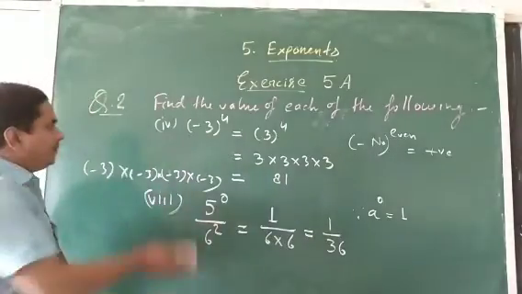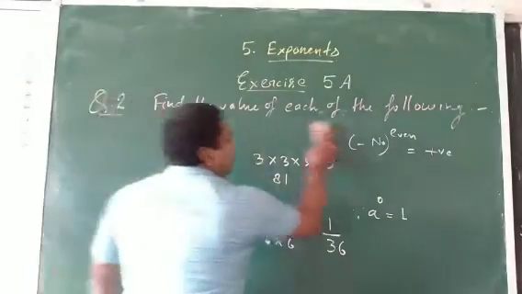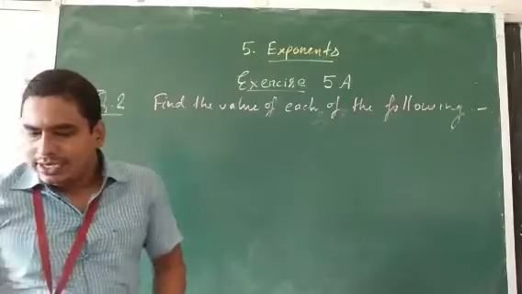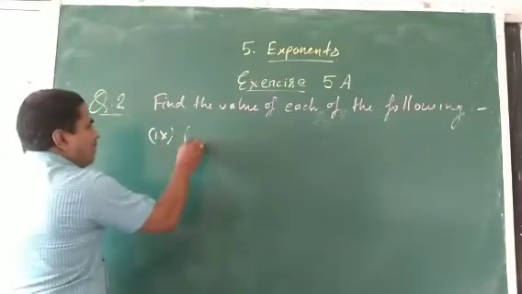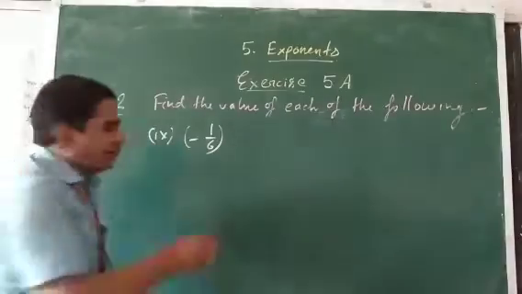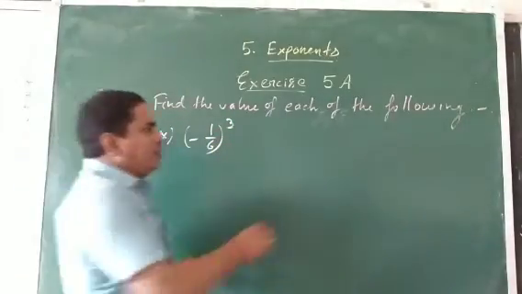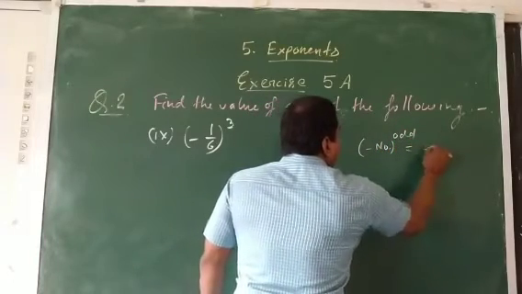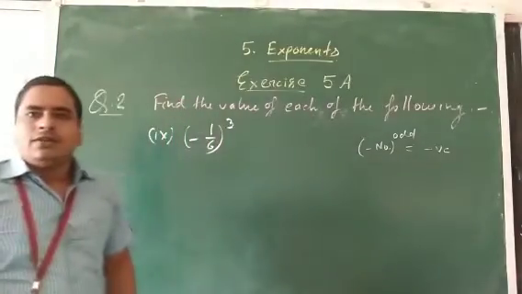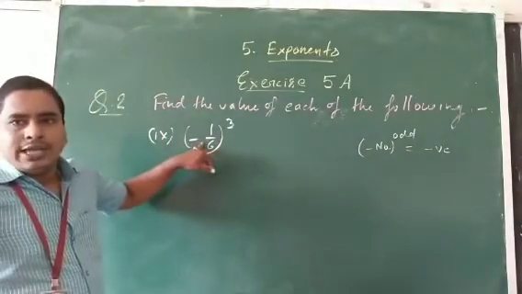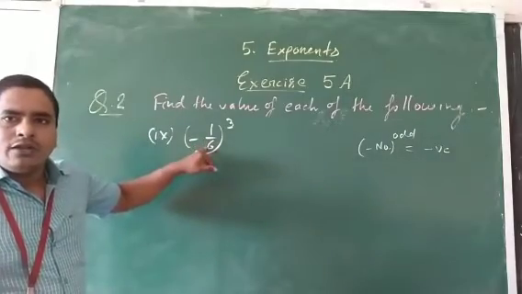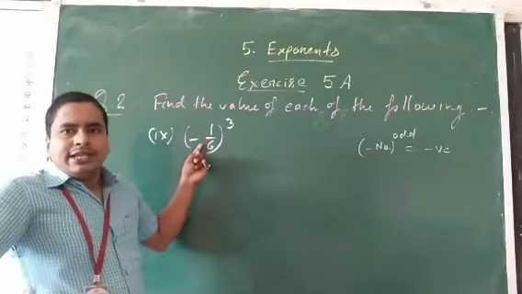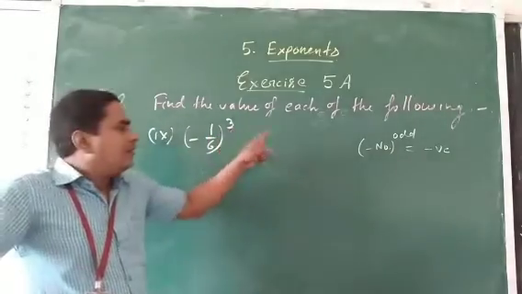Next question of the same second question, which one? Ninth part: minus 1 by 6 to the power 3. Again use the same rule. If any negative number has an odd power, its value is always negative. अगर कोई negative number है, चाहे वो fraction हो, natural number हो या even या odd कोई number हो, okay? If it's negative and has an odd power, then its value is always negative.